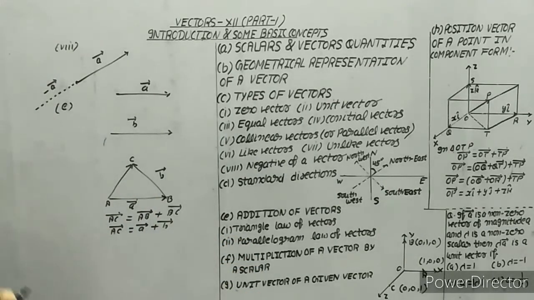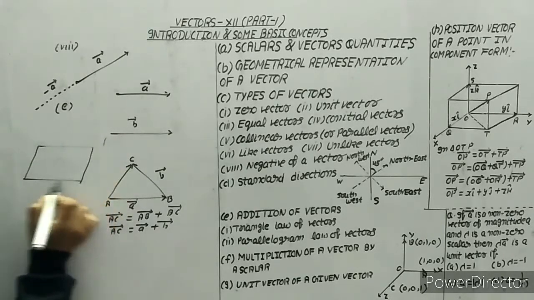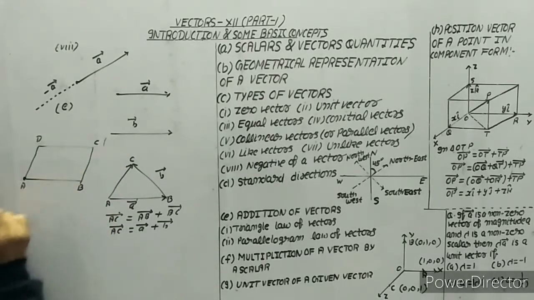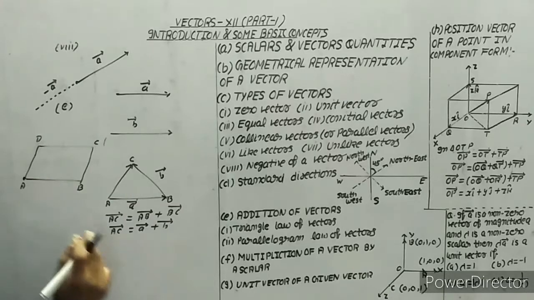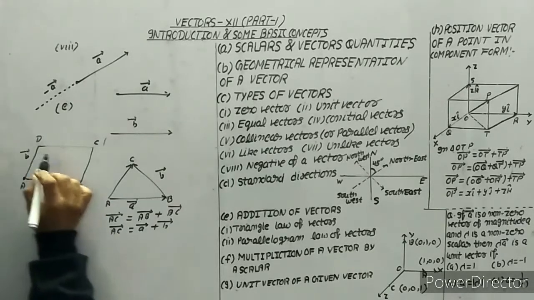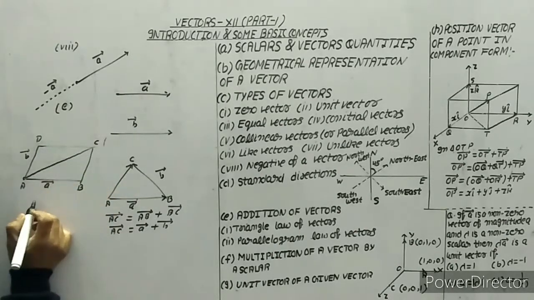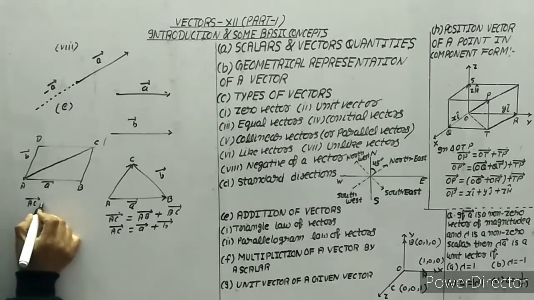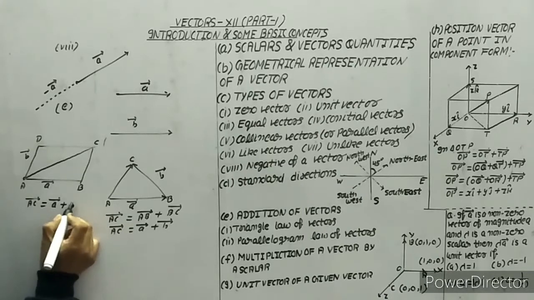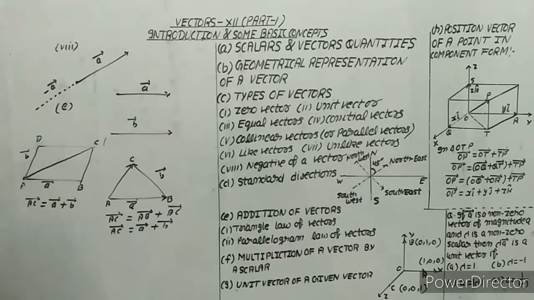Now there is one more law, the parallelogram law, very important and very simple also. If we have any parallelogram ABCD and from any vertex we take these two vectors, let us suppose this is the vector A, this is the vector B, and if we join this diagonal AC, then AC will represent the sum of these two vectors A and B, which are starting from the common vertex A.